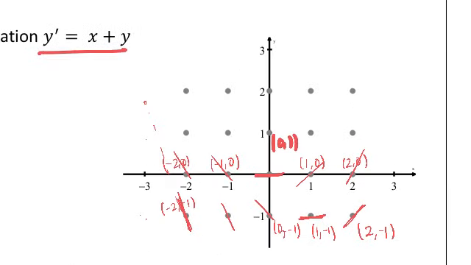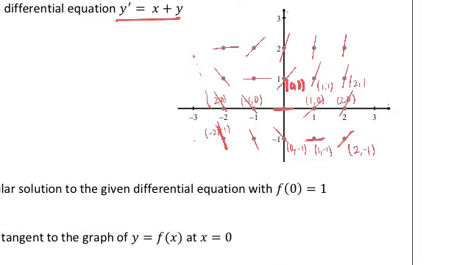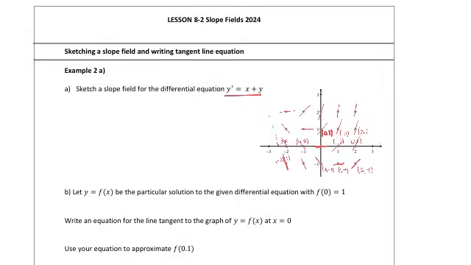Okay, and then here I'm at (0, 1), and so this will be a slope of 1. Make that a little better, aiming for here. And then here I'm at (1, 1), so I'll have a slope of 2. And then here I'm at (2, 1), so I'll have a slope of 3, and so on. So you can just pause the video and complete this and then check your answer. Okay, so your slope field should look something like that.